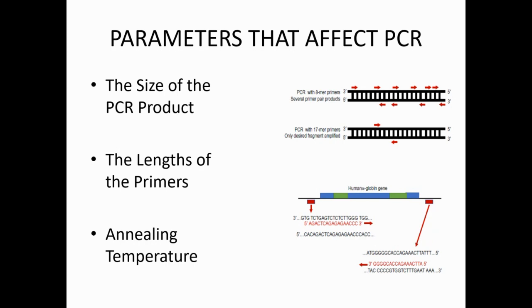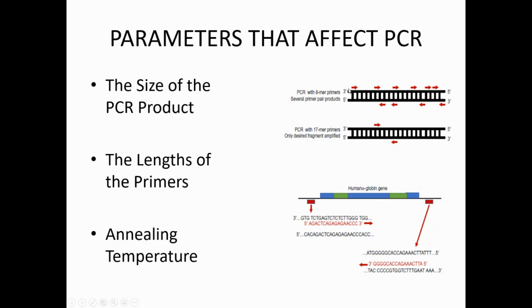Okay, once the target region is determined, the next issue is the length of the primers. If the primers are too short, they might hybridize to non-target sites and give undesired amplification products. This is just an example.